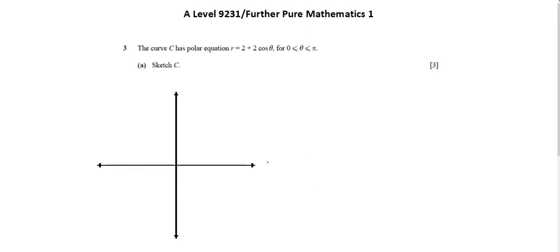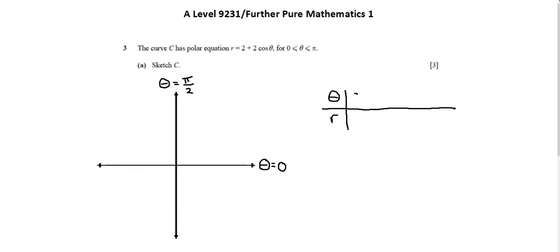I'll label the horizontal axis as theta equals 0, and the vertical axis as theta equals pi over 2. I'll then set up a table. My input is theta, and my output is r. So I want to generate several values to then plot the points to create the curve.